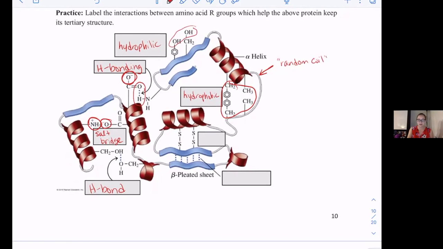Okay, moving on, we have these interactions here where we have our sulfur-sulfur covalent bond in between two cysteine residues. These are our disulfide bonds. And then our last one down here, we just see dotted lines between two beta pleated sheets. These dotted lines represent hydrogen bonds. So the actual sheets themselves, they have their backbones and everything. Those are interacting through hydrogen bond interactions. So that is tertiary structure for you guys.